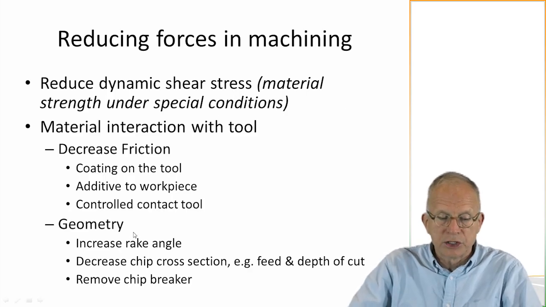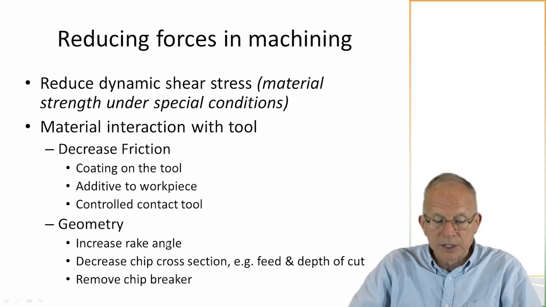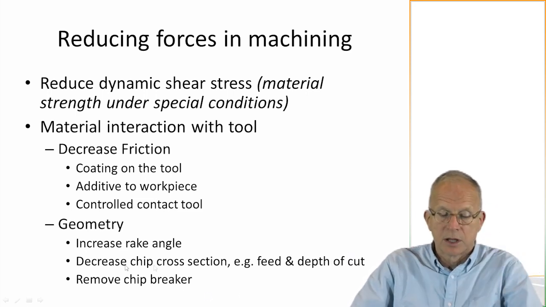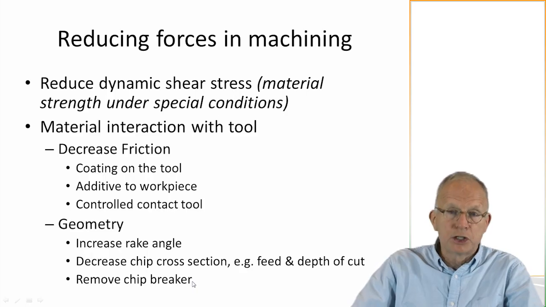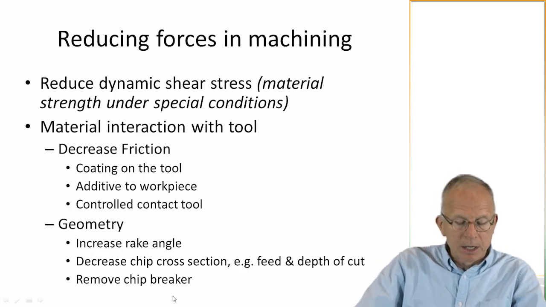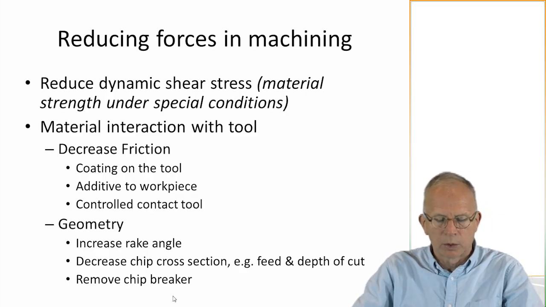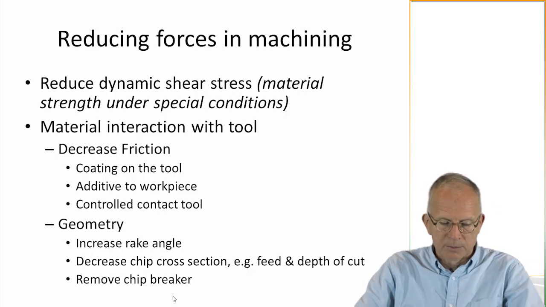You can also change the geometry of the cut, so increasing the rake angle, as we noted, decreasing the chip cross-section by decreasing the feed or the depth of cut. Of course, this changes the material removal rate, so that's a kind of coupled situation. Or sometimes you can remove the chip breaker. Now the chip breaker's there in turning so that you don't get long ribbony chips wrapping around your workpiece. But there is a price to pay for the chip breaker, and that's greater machining forces.